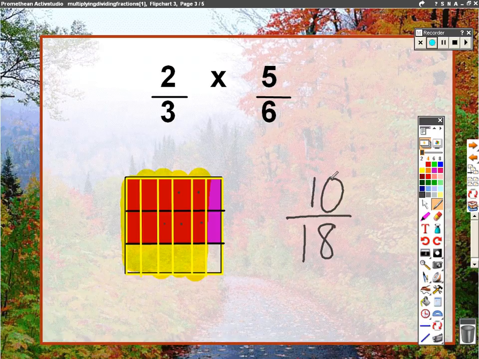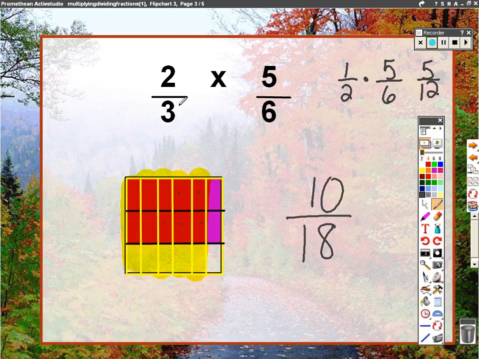10 over 18. Now, as we've been going along through these problems, we had originally 1/2 times 5/6, and the answer was 5/12. And now we have this problem, 2/3 times 5/6, and my answer is 10 over 18. Do you notice a pattern? I'll give you a second to think about it.